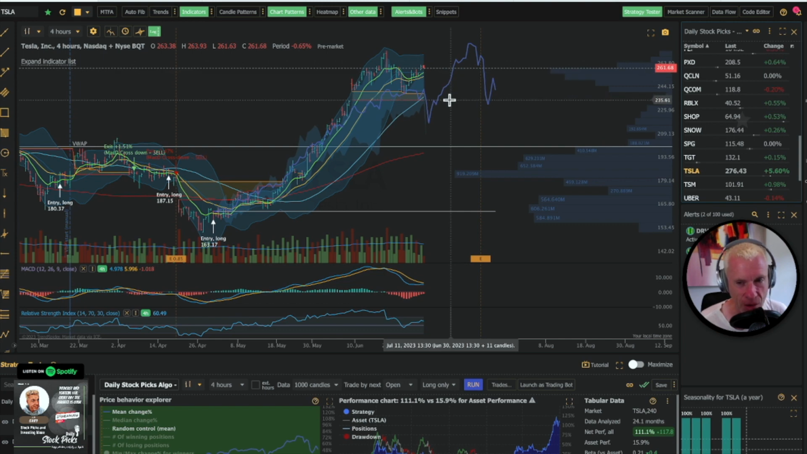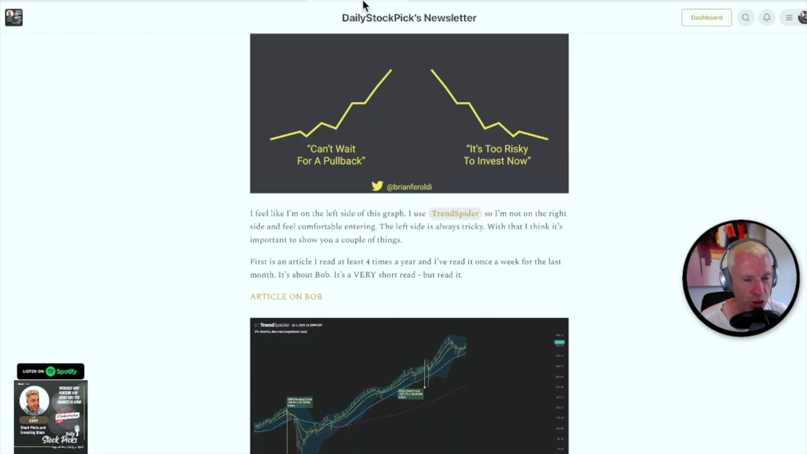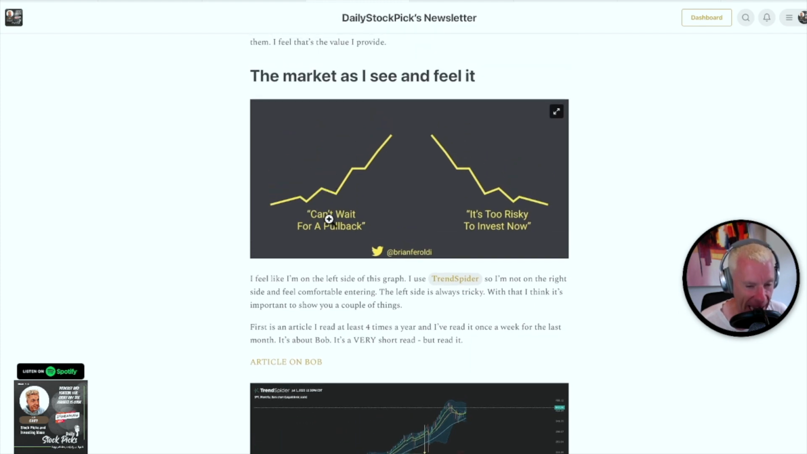You got a gap down here at 230. This was the gap. It started to fill it. I didn't want to buy in. I missed out again. If we go over to a short wait thing on the, I can't wait for a pullback. This is how the market seemed to me.